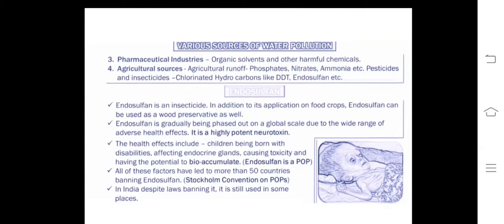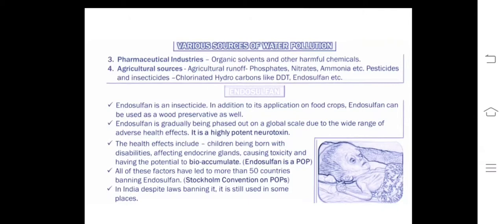Endosulfan is an insecticide. It is used to kill insects, not pests, insects. In addition to the application on food crops, endosulfan can be used as a wood preservative also. Endosulfan is gradually phased out because it is very disastrous. It has a very disastrous impact on health. That's why there is some agreement at the global level that endosulfan must be phased out, first maybe with subsequent periods. Endosulfan is gradually being phased out on a global scale due to the wide range of adverse impacts on health.